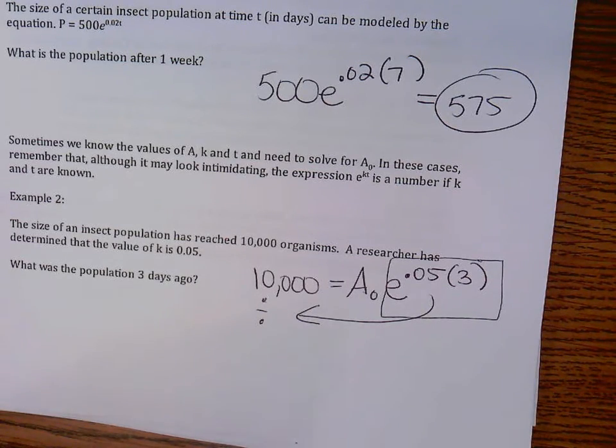Okay, T. So you're doing e to the 0.05 times 3, and then whatever you get, you're dividing 10,000 by that result. So it should be smaller than 10,000, right? Because this is the initial population that's growing. If you got a number in the 8,000 range, you're correct.